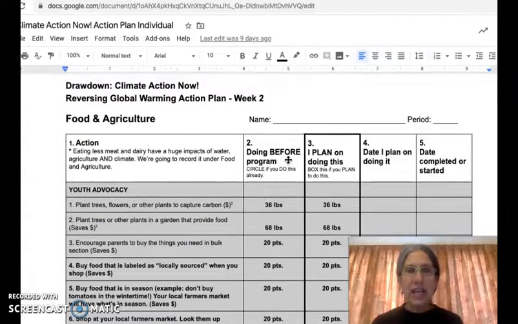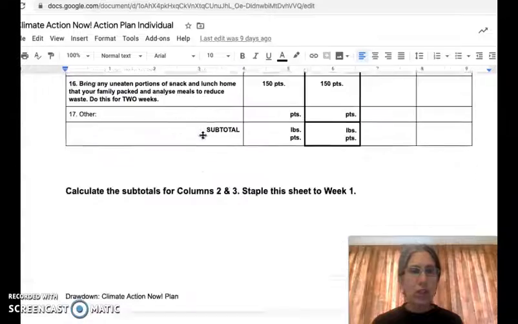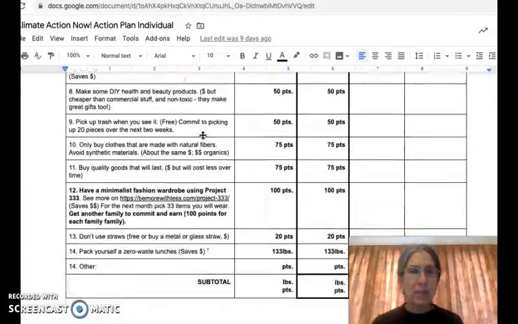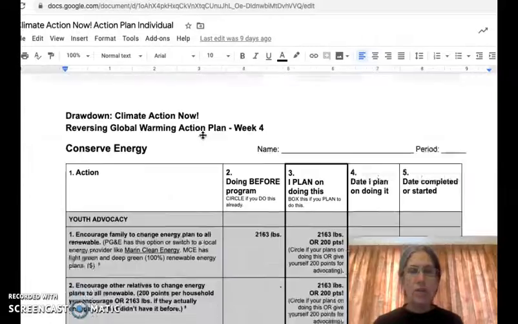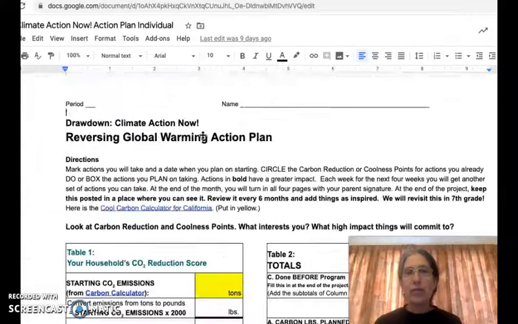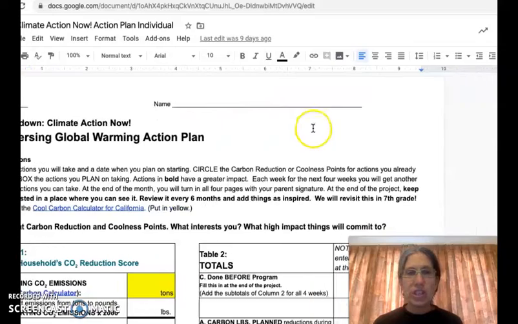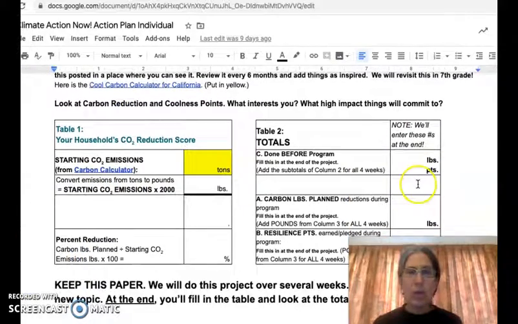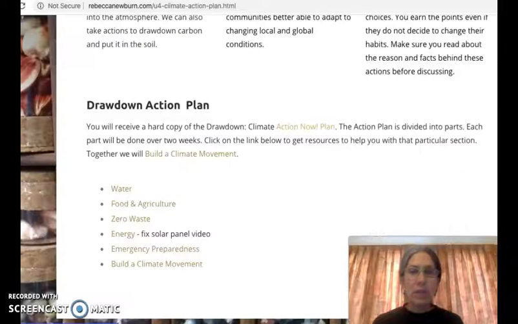So there's the second week, food and agriculture, and then we go to zero waste, consumption patterns. And so what they're going to eventually do is take all that data and then put it back on the front sheet. Sorry, things are wonky here. And then, what were their end goals? Now, let's go to the resources because that's where the support is.